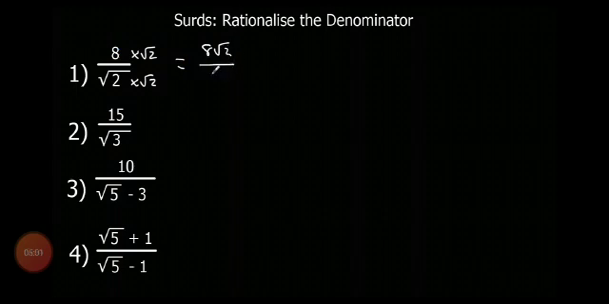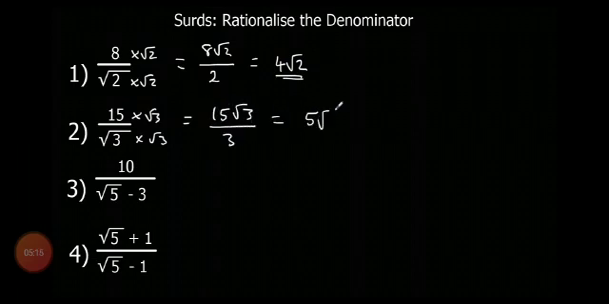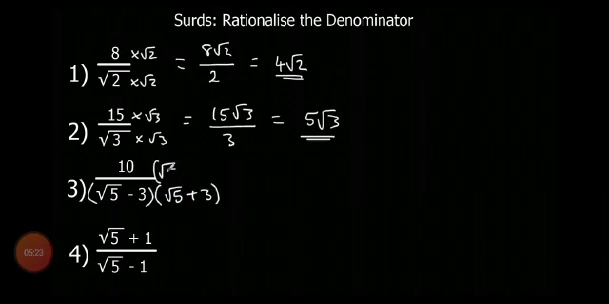8 into under root 2 by 2, because when we take the product of under root 2 by under root 2, it will become 4 and square root of 4 is 2. And then we will cancel 8 by 2, it will become 4. For next one, we are going to divide and multiply by under root 3, and the standard form is 5 into under root 3. So for the third question, we have to change the sign and then we will multiply.